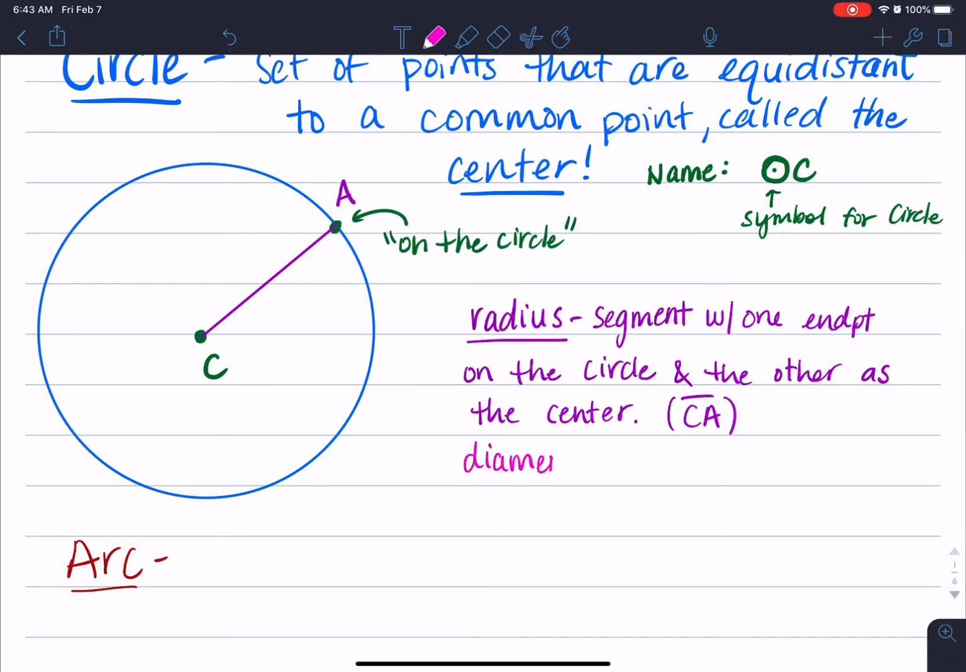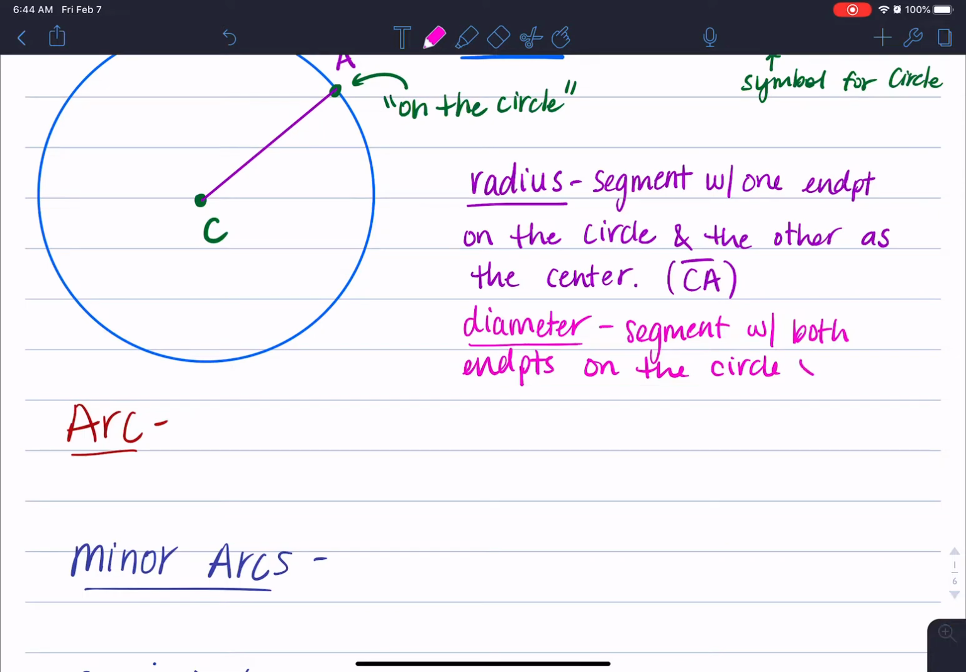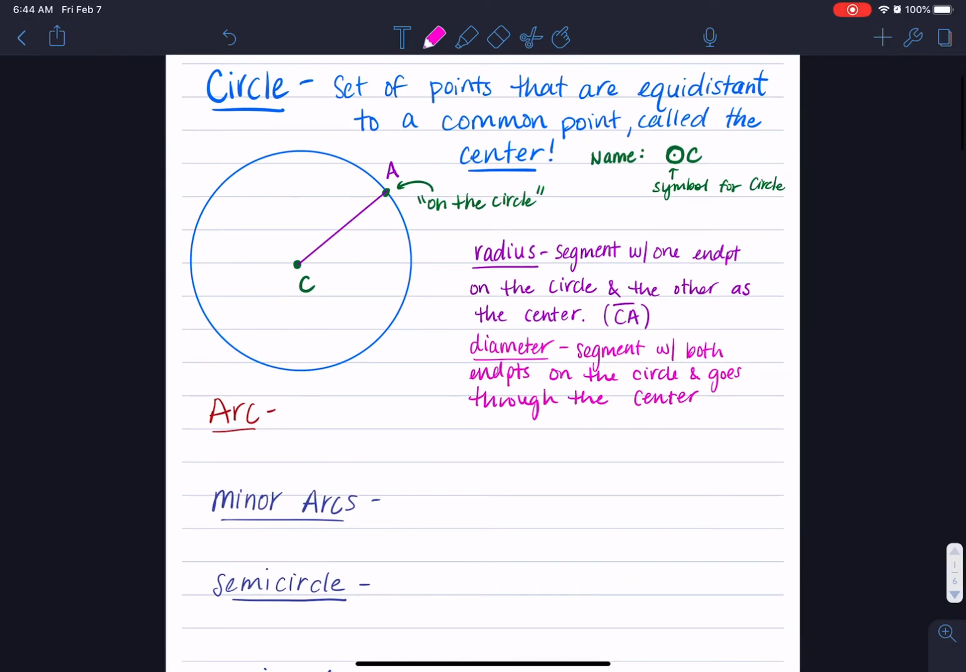What else we got? Diameter is a segment with both endpoints on the circle and goes through the center. Let me draw that for you. Maybe like this. So here's our two endpoints on the circle. Let's call that B and D. So segment BD is a diameter.